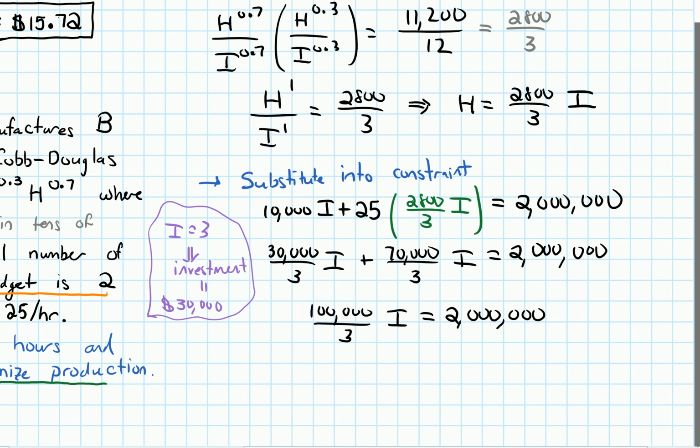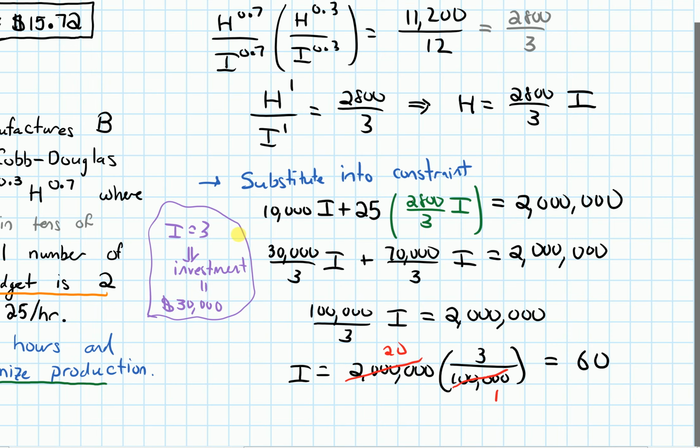Now we can isolate I by multiplying by the reciprocal of this fraction. So I is 2 million times 3 over 100,000. And this is going to simplify nicely. 100,000 divides the 2 million evenly. And I'm left with 1 on the bottom and a 20 on the top. And that gives us I equals 60. 20 times 3.